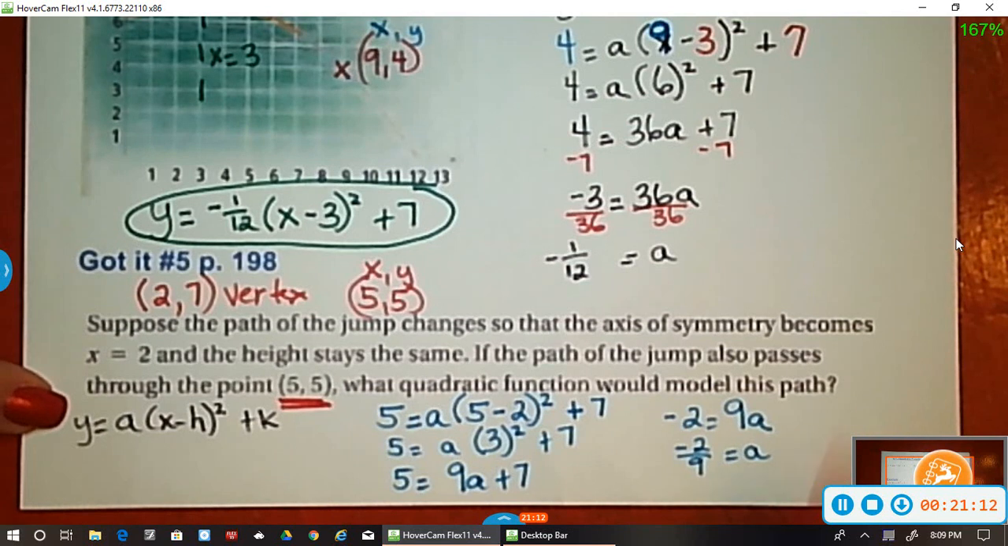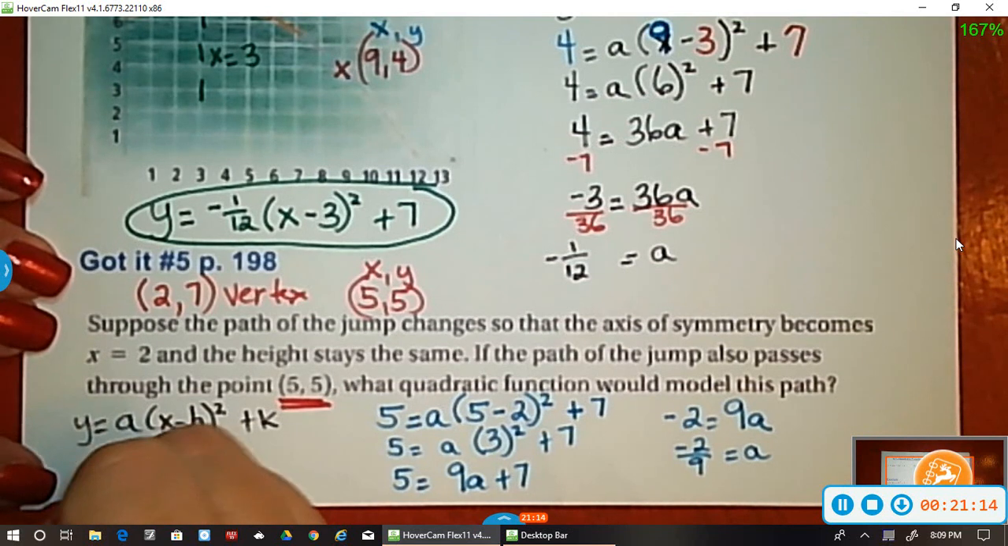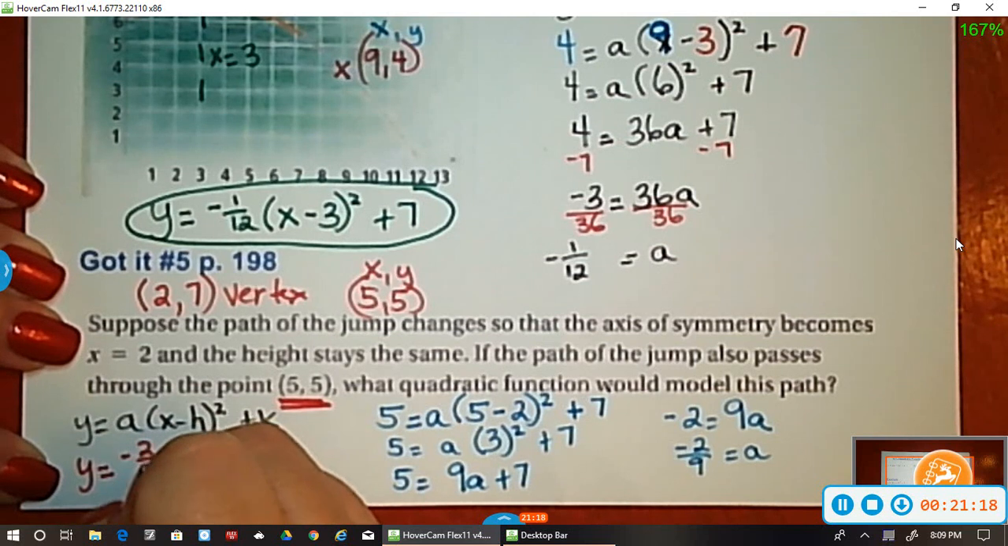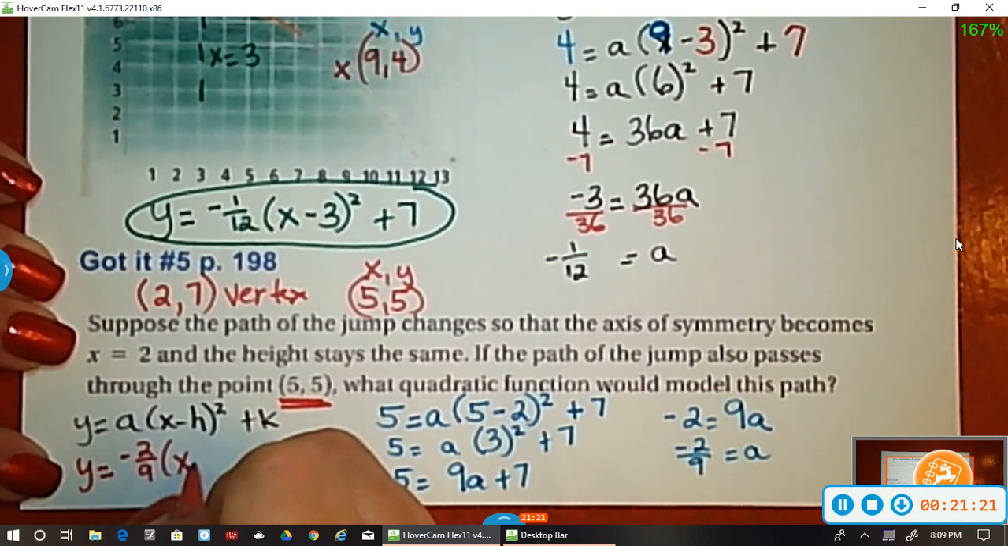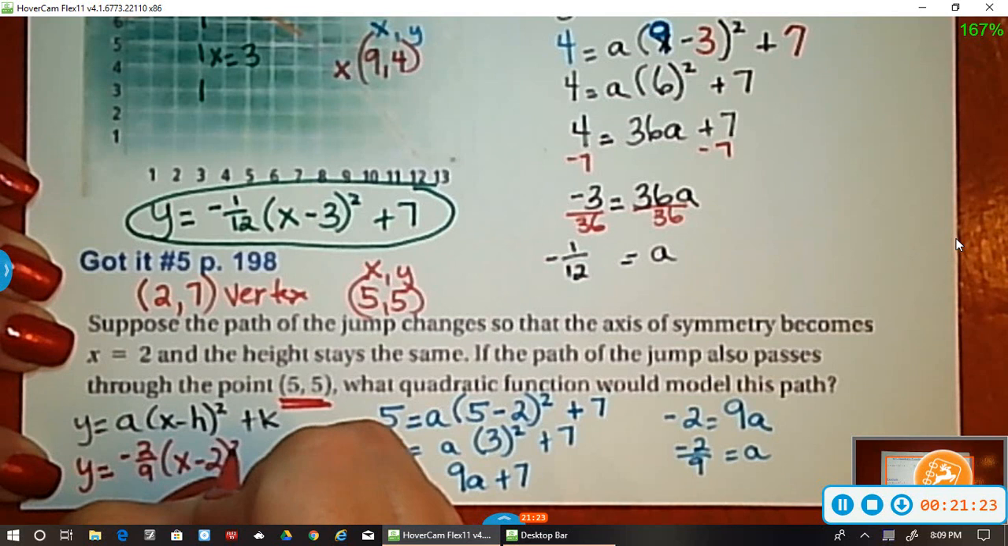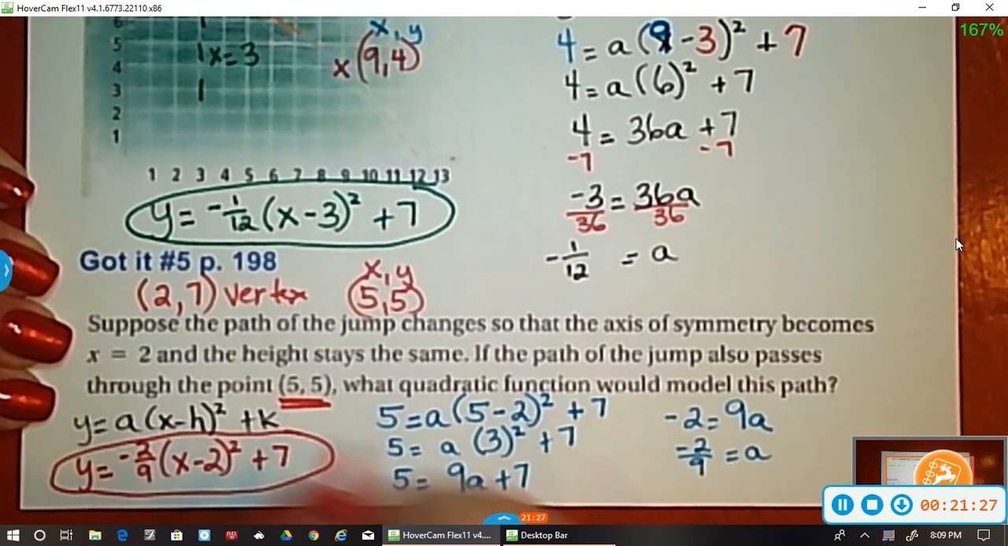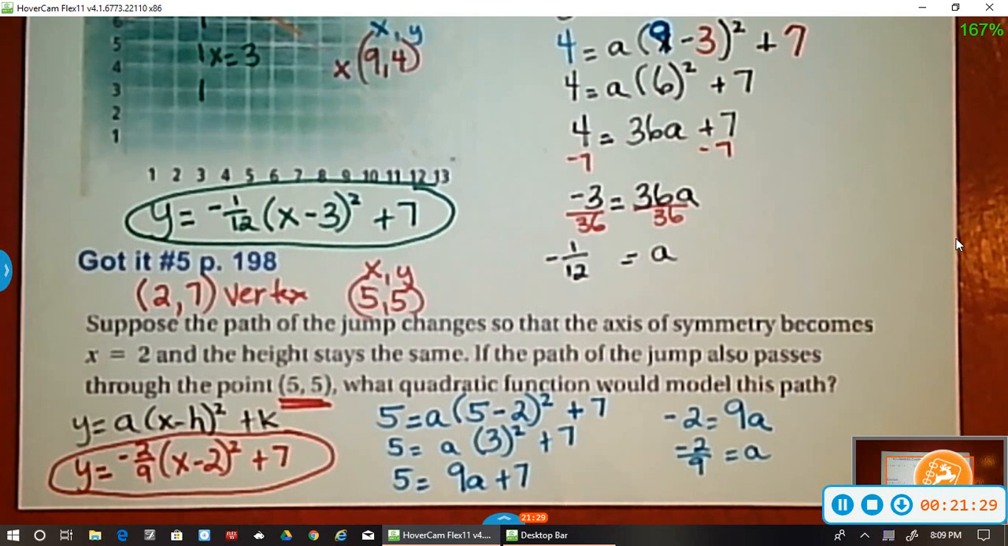So the new equation this time is going to be y equals, plug in your a value, put your vertex in, and this is the equation of the second jump they've described. All right, that is all for section 4.1.